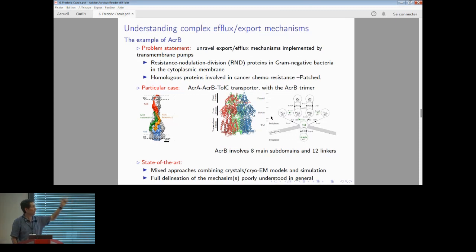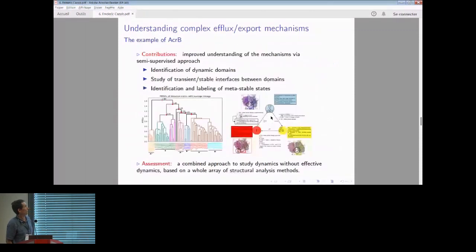And so here is an example, which is, again, AcrB, this drug efflux machine in gram-negative bacteria. So as I told you, it's a homotrimer with 8 domains, 12 linkers. And in fact, it's using the proton motive force. And so it's a really complicated mechanism. And so you have to understand how these flexible linkers move around the domains, which in fact push the drug outside the bacteria. And so here, using a semi-supervised approach, we have been able to identify, in fact, dynamic domains, to assign stable states and metastable states to conformations, and also to identify novel metastable states.